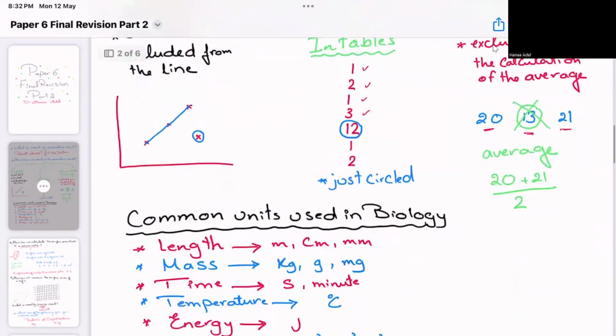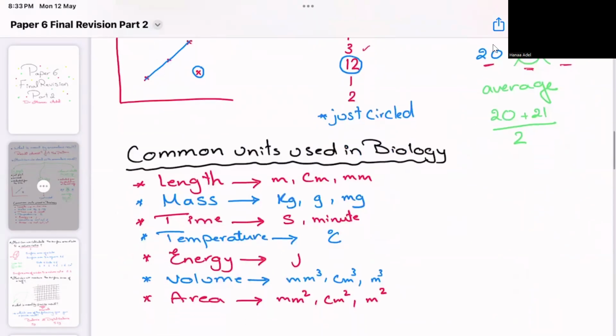We have some common units used in biology. Length, we can measure it by meter, centimeter, and millimeter. Mass, kilogram, grams, and milligrams. Time may be measured by seconds or minutes. Temperature, degree Celsius. Energy by joule. Volume, cubic millimeter, cubic centimeter, cubic meter. Area, millimeter squared, centimeter squared, or meter squared.